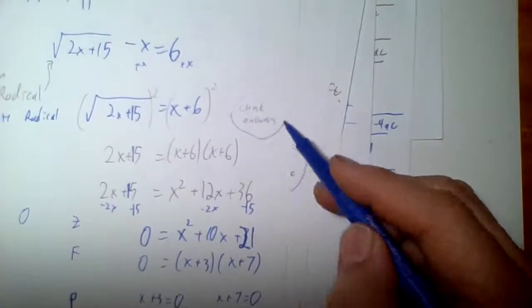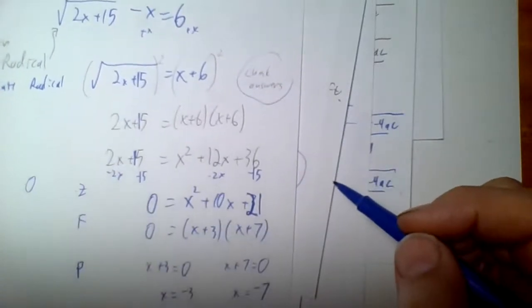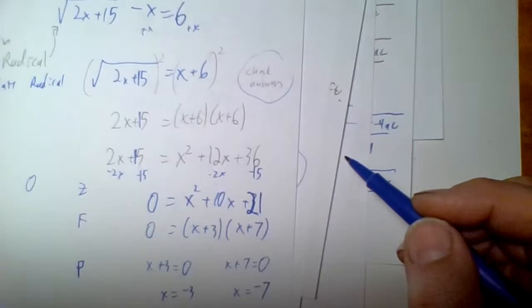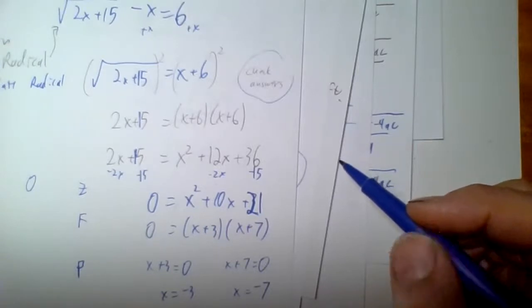And I have this note here that you got to check them to see if they work. So if you go back to the original equation, x equals negative 3 comes out correct. And x equals negative 7 doesn't. It doesn't actually work in the original.